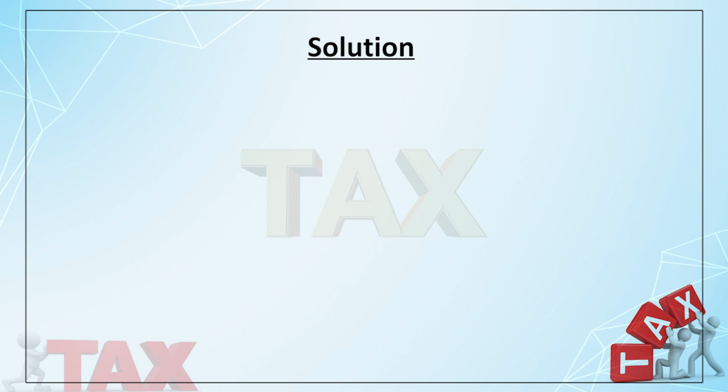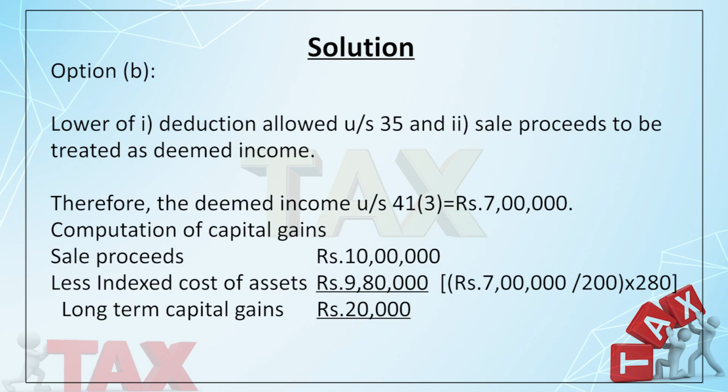Now move on to option B. Now what is option B? Option B means you are directly selling. Now if you are directly selling it, the provision is very clear. If you are directly selling it, then the deduction allowed under section 35 or the sale proceeds, whichever is less, is to be treated as your deemed income under section 41(3).